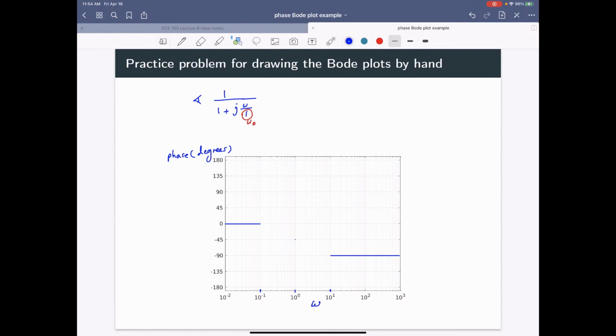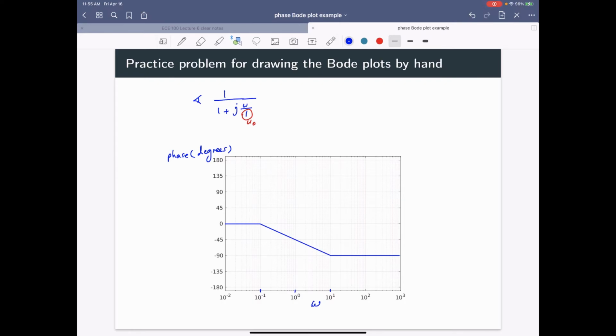And the last part of the job is to connect these two line segments such that the third line segment goes through the point of omega naught and negative 45 degrees. So it goes through this one. All right, so this is the phase graph for this function.